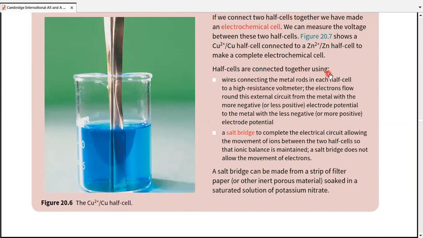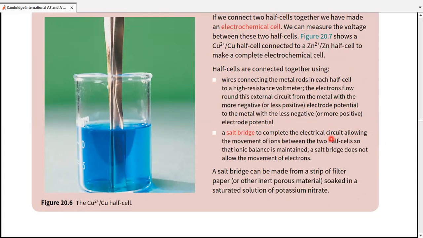Half cells are connected together using wires connecting the metal rods in each half cell to a high resistance voltmeter. The electrons flow around this external circuit from the metal with the more negative or less positive electrode potential to the metal with a less negative or more positive electrode potential. Of course, it is going to move from the one that is losing the electrons to the one that is gaining the electrons, or what we can call from the oxidation part of the process to the reduction part of the process.